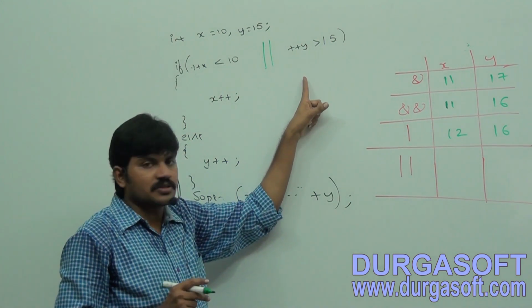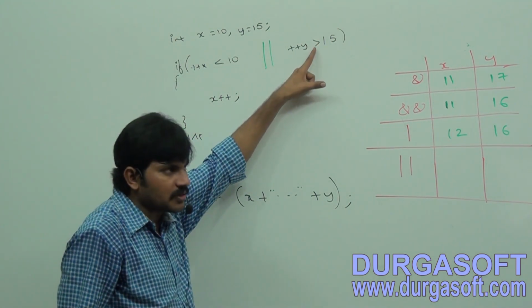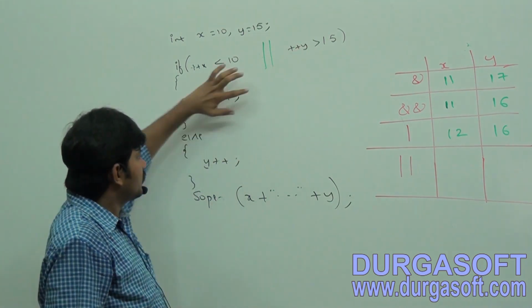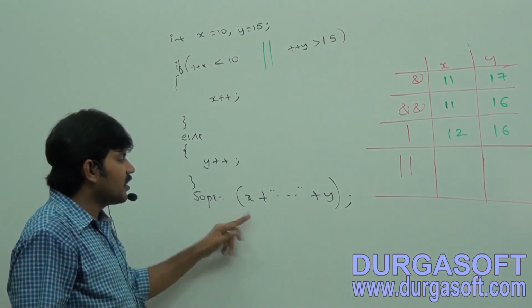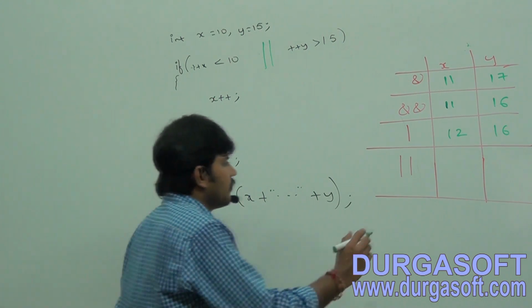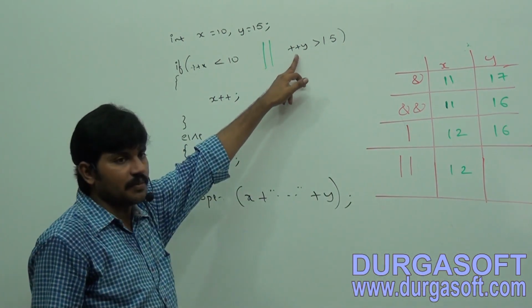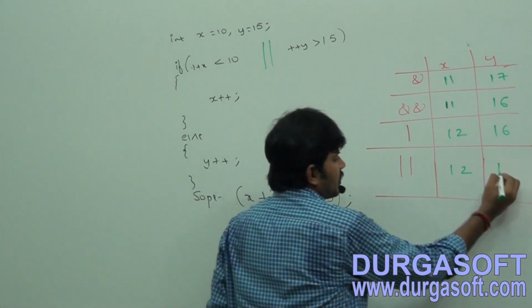In the case of short circuit, the second one, is it true or false? True. False, true, true. Then x value. Can you tell what is the value of x? What is the value? 12. What is the value of y? Only one time incremented. That's why 16.